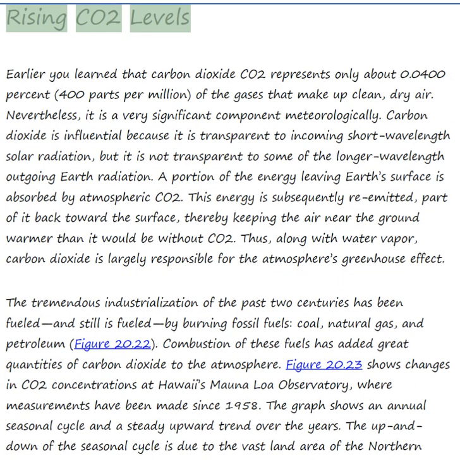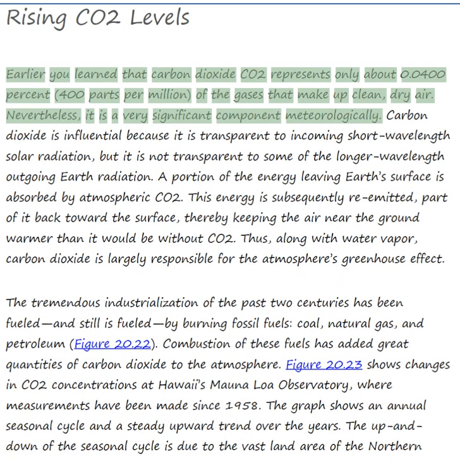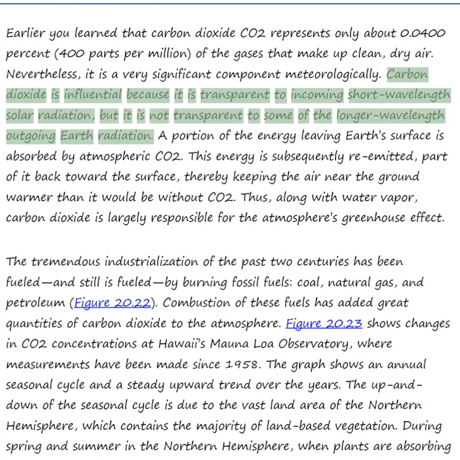Rising CO2 levels. Earlier you learned that carbon dioxide, CO2, represents only about 0.0400% of the gases that make up clean, dry air. Nevertheless, it is a very significant component meteorologically. Carbon dioxide is influential because it is transparent to incoming short-wavelength solar radiation, but it is not transparent to some of the longer wavelength outgoing Earth radiation.